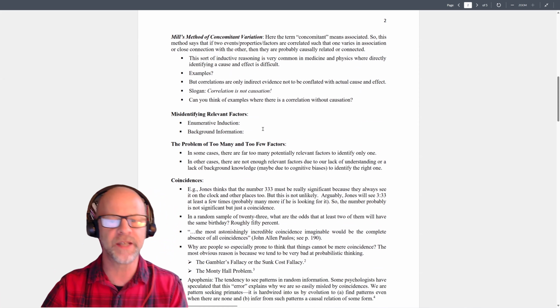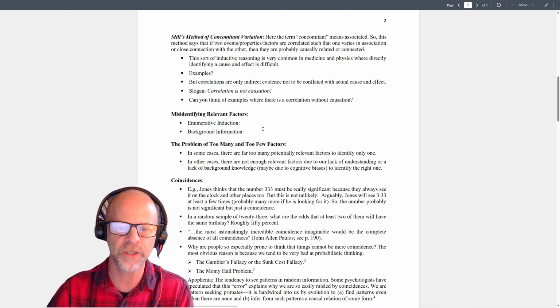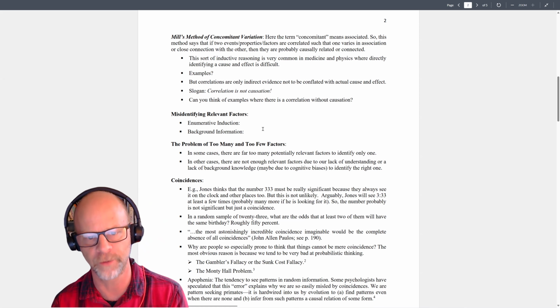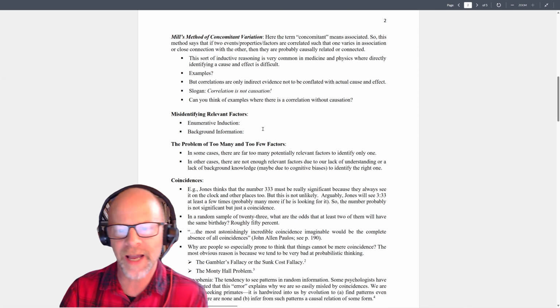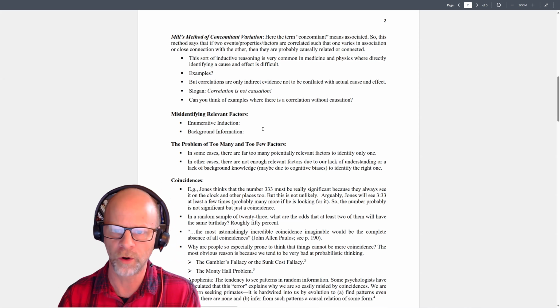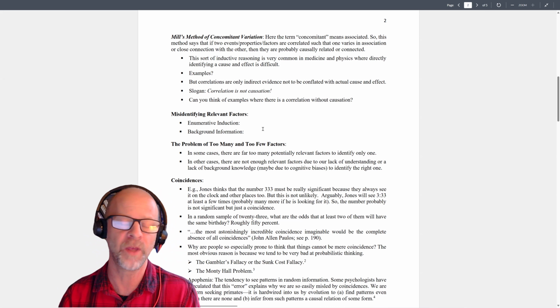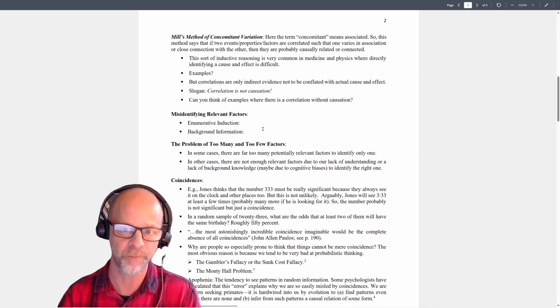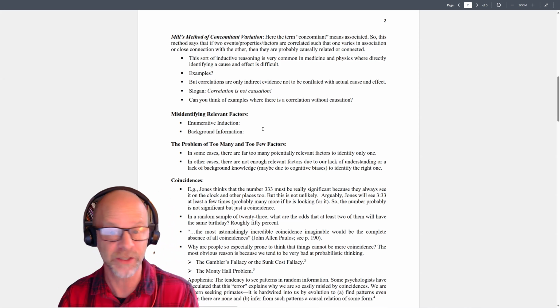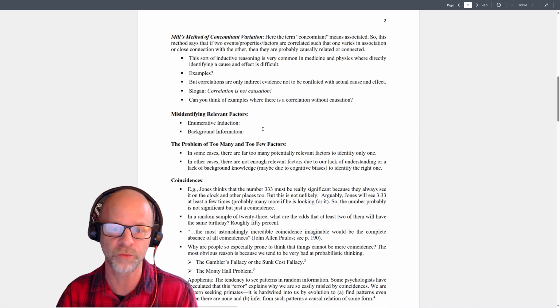All right, so the next thing I want to dig into here is this aspect of misidentifying different relevant factors. This certainly happens both in enumerative induction as well as with regard to background information. So we saw in the module last week that there may be situations where we're working with enumerative induction, but we've got a biased sample. Or there are issues that have not been taken into consideration, or perhaps our sample size is too small. All sorts of different ways in which we can misidentify the relevant factors with enumerative induction.